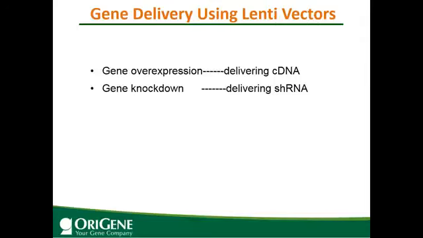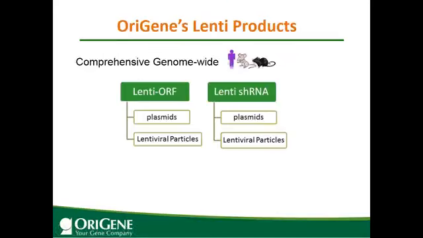For gene delivery, there are two types. One is overexpression, to deliver an ORF clone into cells, and another type is gene knockdown. You can deliver an shRNA into cells. And Origin offers both products, Lenti-ORF and Lenti-shRNA. The offer is comprehensive, it's genome-wide, and the species are human, mouse, and rat.